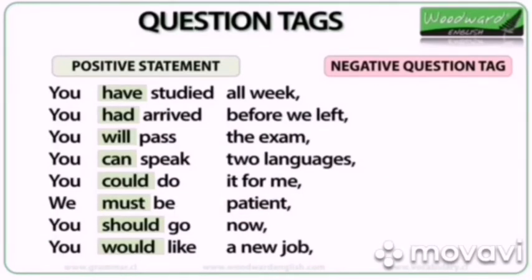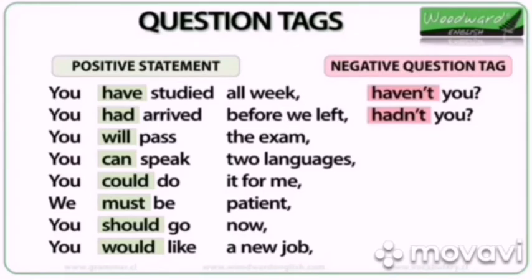Let's look at using question tags with auxiliary verbs and modal verbs. Remember, if we have a positive statement, the question tag is negative. What is the question tag for each one? You have studied all week. Haven't you? You had arrived before we left. Hadn't you? You will pass the exam. Won't you?